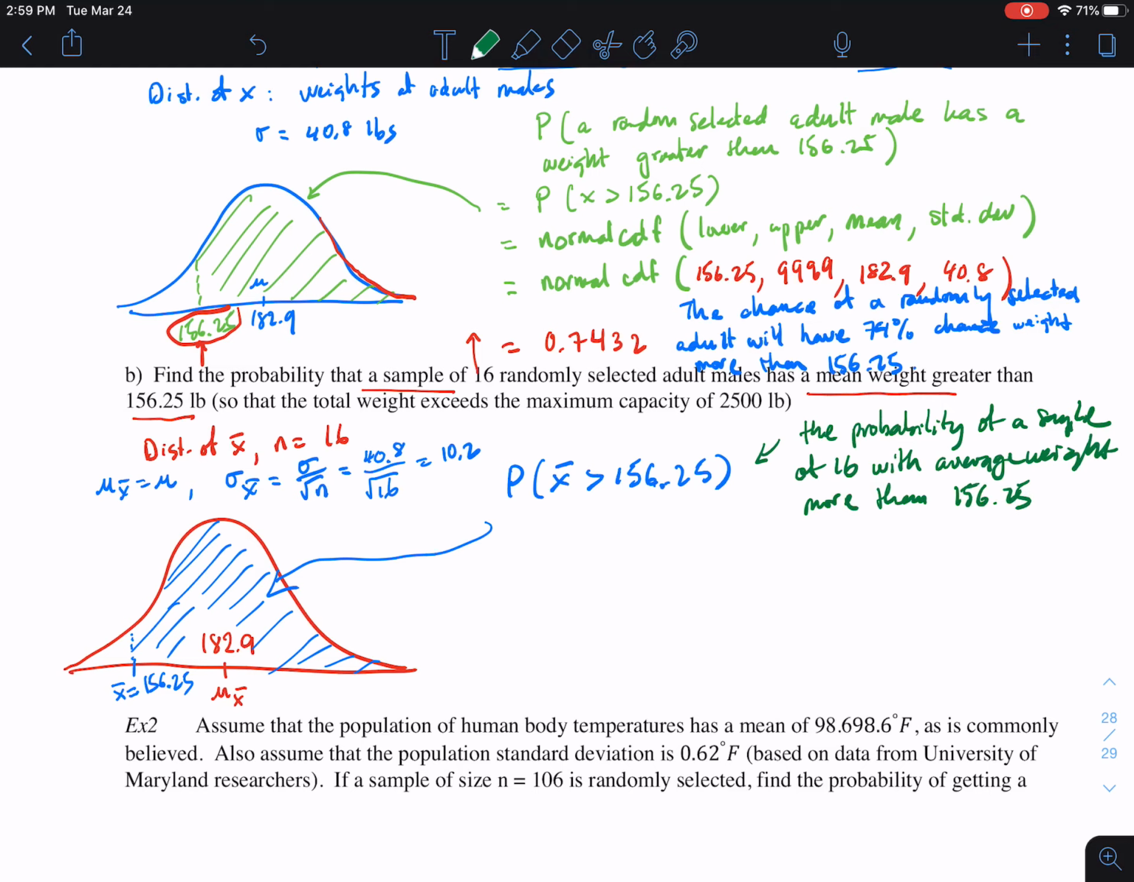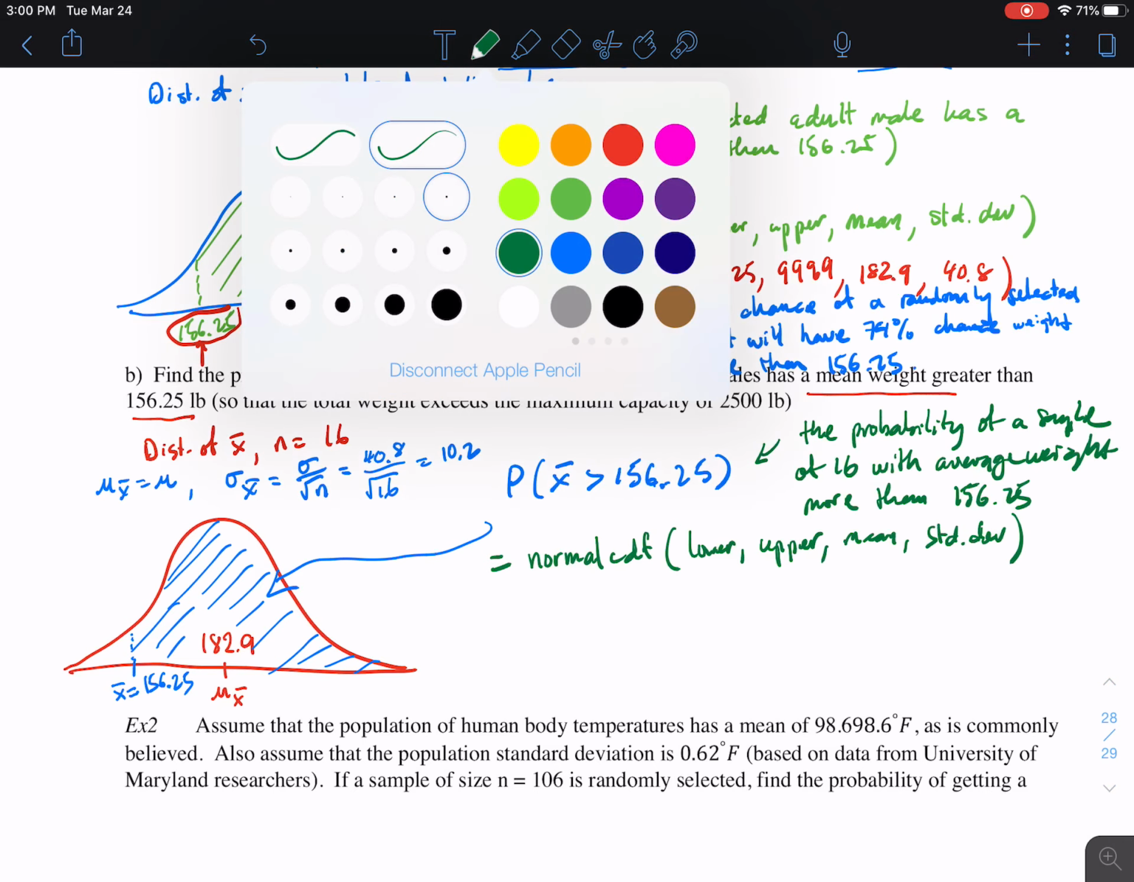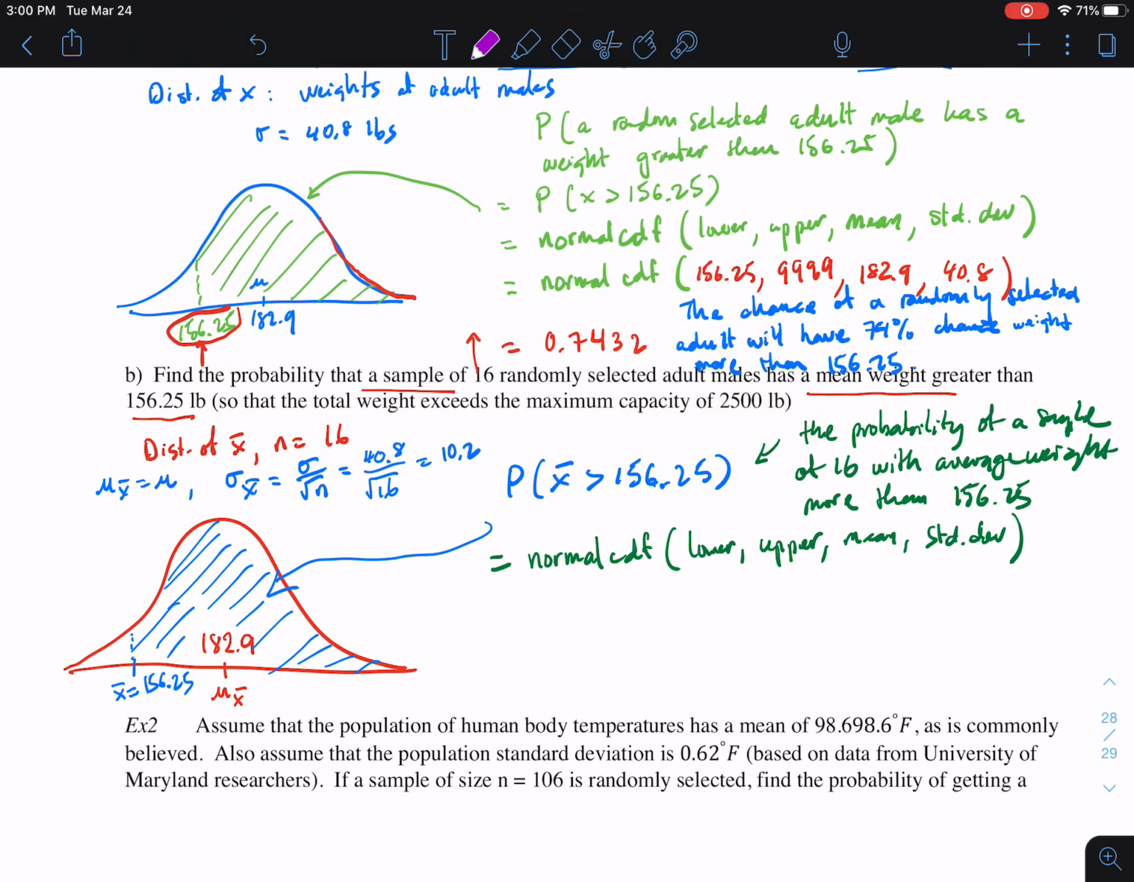156.25. We can do the long way, but in this video I'm going to show you the short way, and that is using the normal CDF command. Very similar to part A, we're going to do normalcdf with lower, upper, mean, and then standard deviation. The reason I write down the whole thing like that is to show you that it's important to know which distribution we're working with. What is the probability that we're trying to find? What is the area that we're trying to find with respect to a certain distribution?